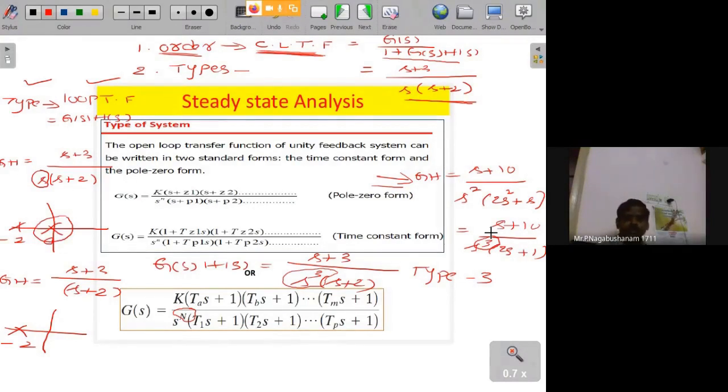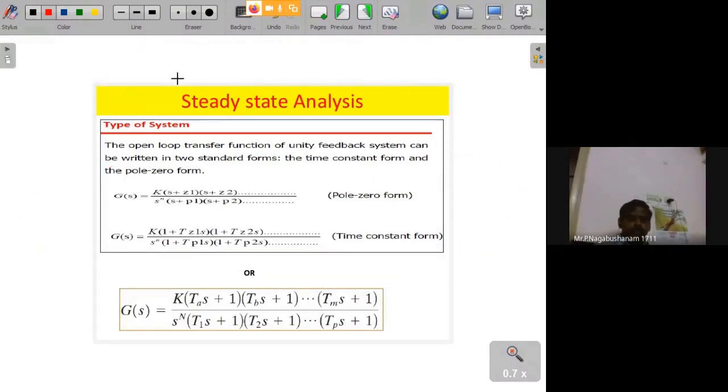Okay, let me erase. In general, to find the type of a system, I require the loop transfer function. Check it out. The open loop transfer function of a unity feedback system can be written in two standard forms. That means G(s)H(s). Open loop means they give G. What about H? Unity feedback. So G(s)H(s), the same thing you will get.